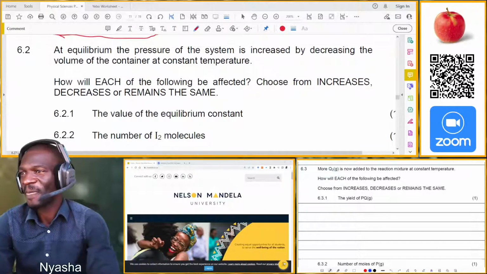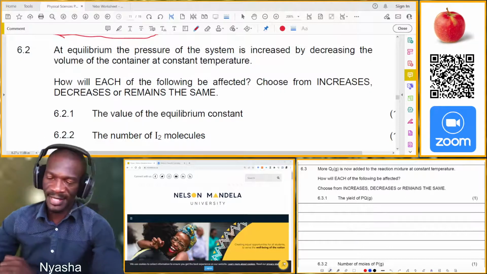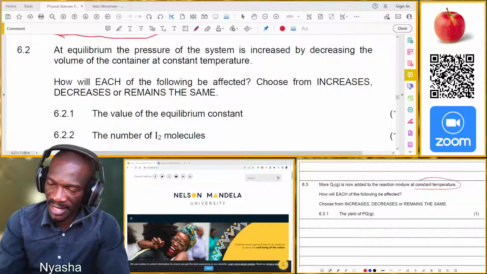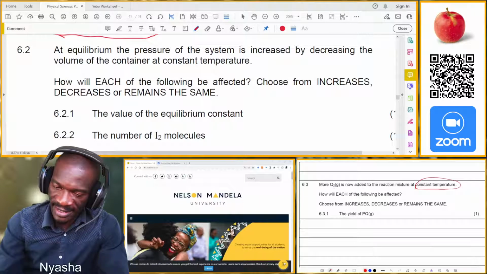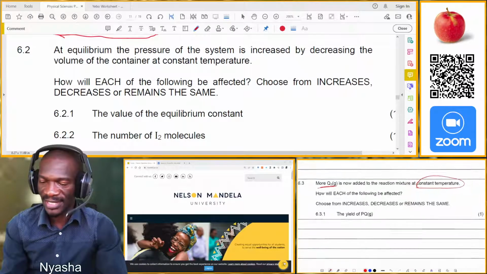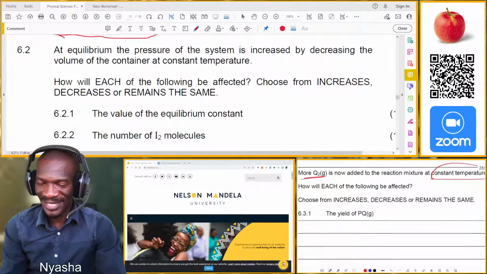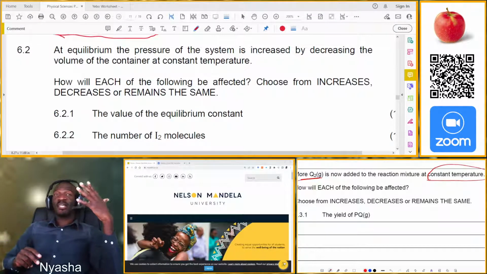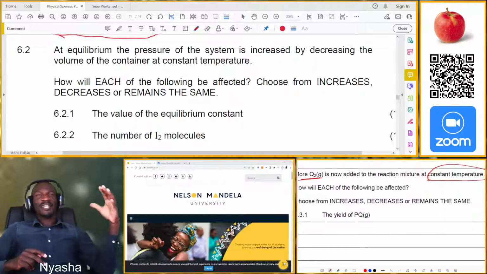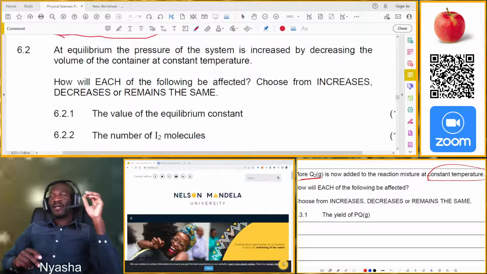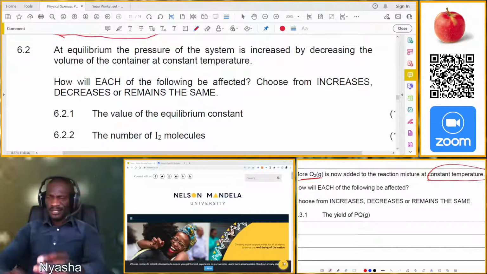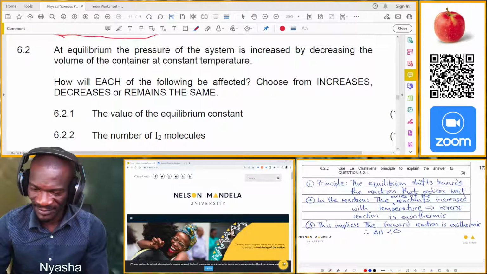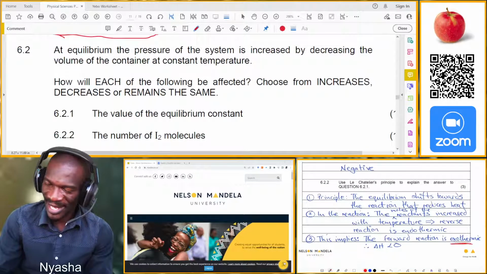Right, so let's just see what happened. This is a process that is taking place at constant temperature. What have they done? They have added more Q2 at constant temperature. So constant temperature is telling us about what happens to our chemical reaction. Do you remember that we said our chemical reaction is endothermic, isn't it? Is that so? Let me just revise it. Was it endothermic? Okay, it is actually exothermic.